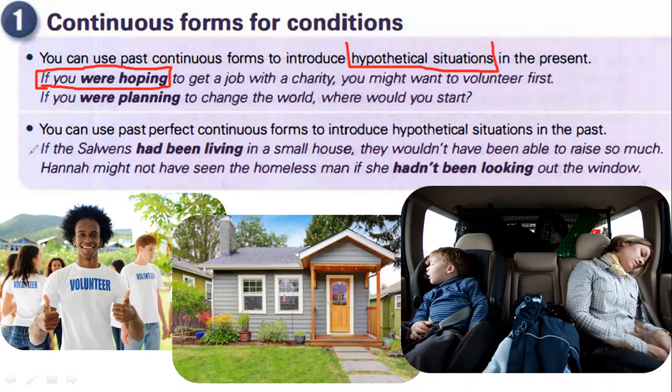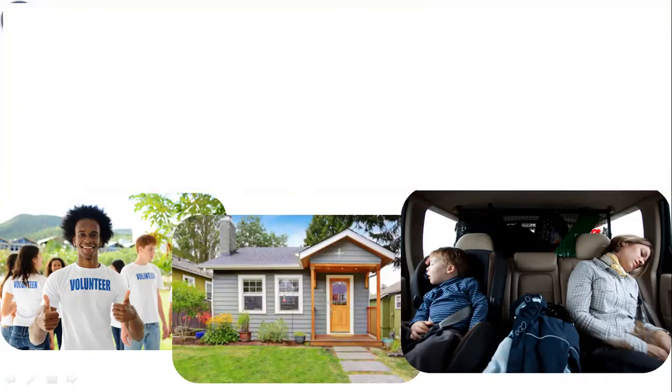That's when the speaker doesn't know the real situation. We're only guessing. Another example, if you were planning to change the world, where would you start? Now, I know you ladies are interested in the Cenni certification, right?